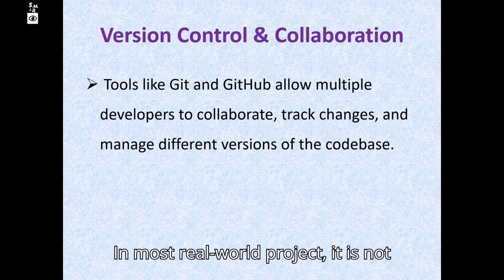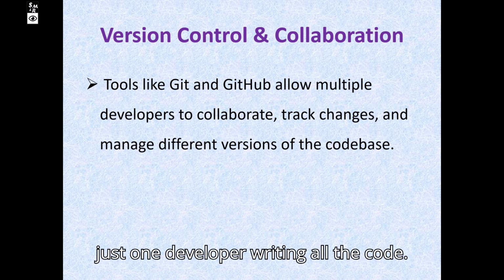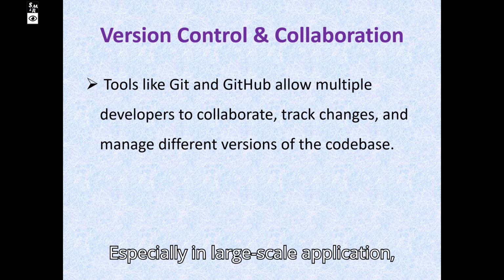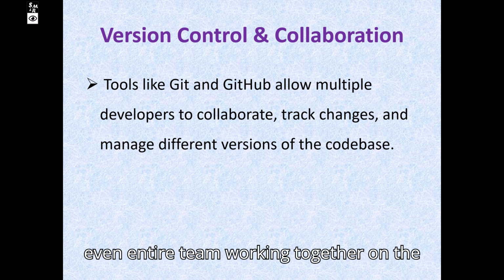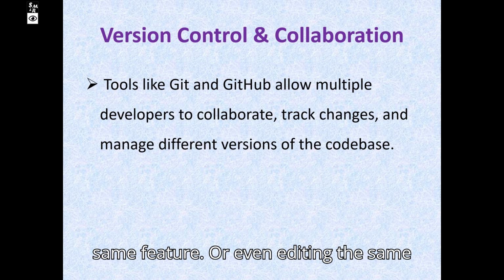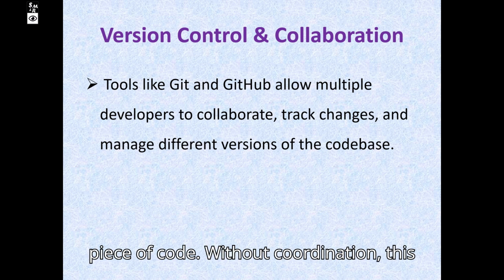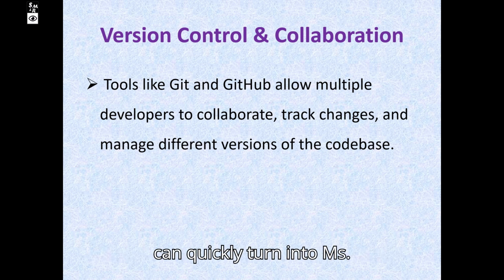In most real world projects, it is not just one developer writing all the code. Especially in large scale applications, there are multiple developers, sometimes even entire teams working together on the same feature or even editing the same piece of code. Without coordination, this can quickly turn into a mess.